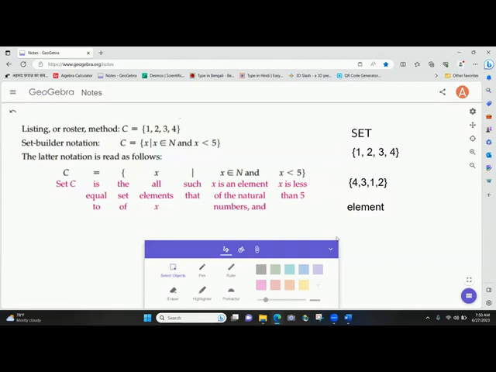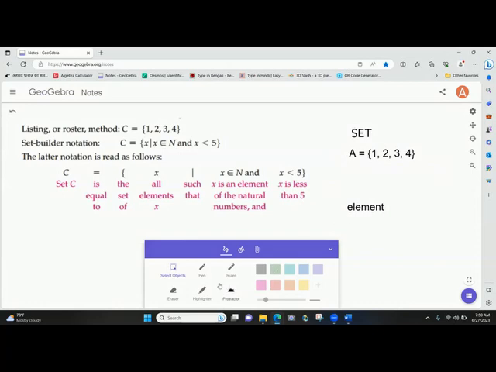For instance, the two sets you're seeing are identical because the order doesn't matter. One more thing, 4 is an element of the set. 3 is an element of the set. 2 is an element of the set. 1 is an element of the set. 5 is not an element of this set. Generally, we use capital letters to name sets. Let's call it set A. This is set A that has 4 elements.